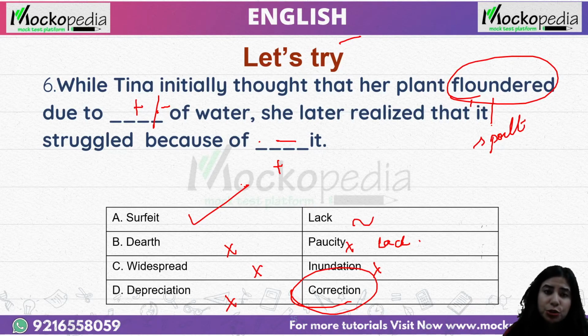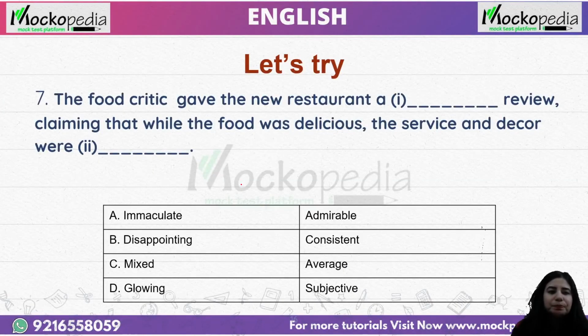However, we have this transition while, so we need to do justice to that particular word also, right? And depreciation of water might slightly still fit in, but correction of it, how can you correct water? You can ensure that the flow is correct, but correction will not make sense. So that is the reason D also gets eliminated. Inundation would have been correct in C, but widespread doesn't fit in. So B, C, D are clearly eliminated. So what is the correct answer choice that we are left with? That's A, right? So let's try the next question.